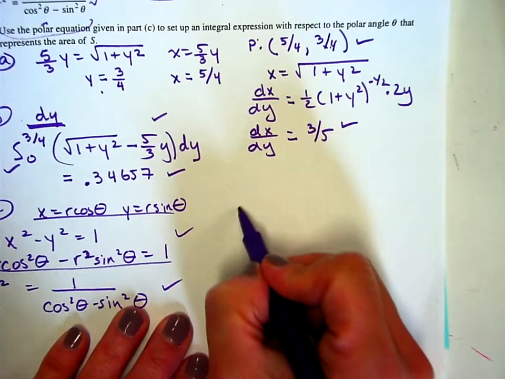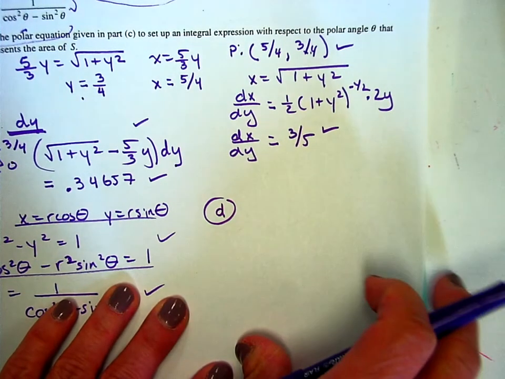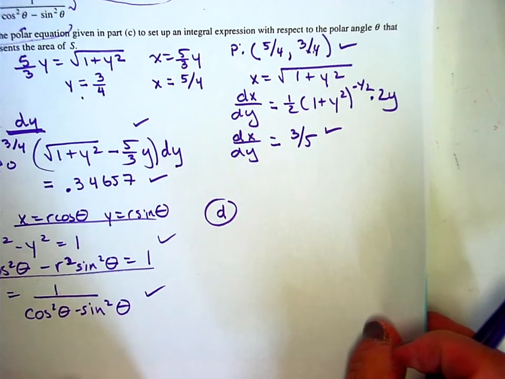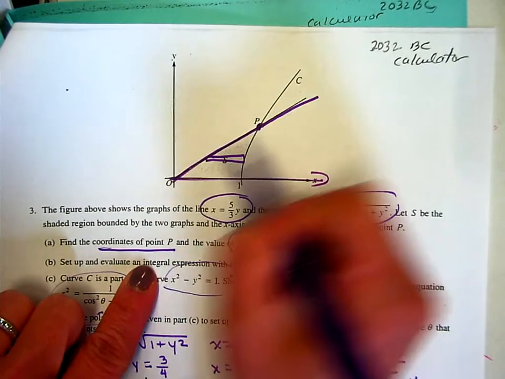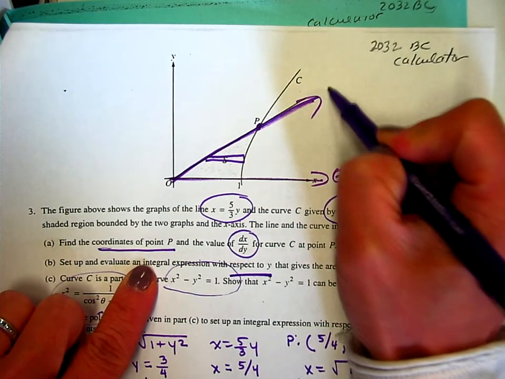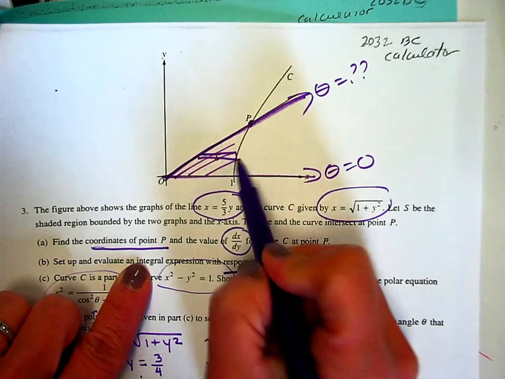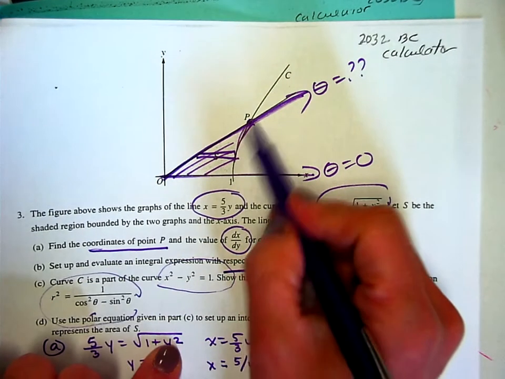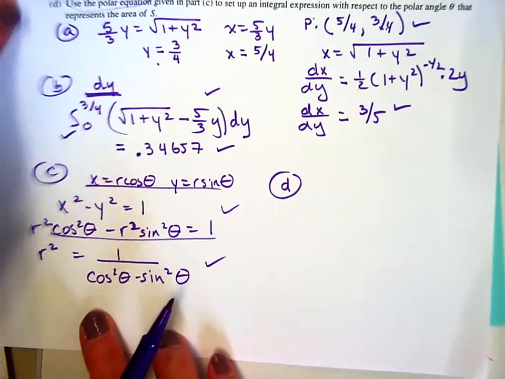Lastly, part D. Okay, so they're asking for an integral that represents the area of S using polar. So remember, in polar form, these are our angles that we have here. We have to figure out what this angle is, but notice it's just going to be bounded by this curve. And in part C, we just found the equation of that polar curve.